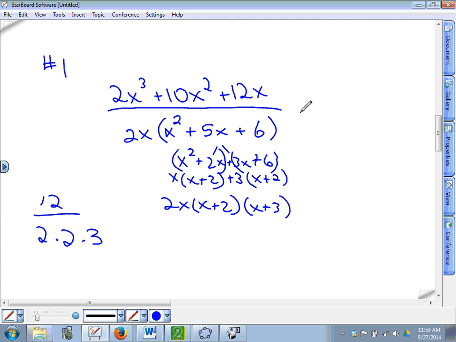What is it that we're multiplying together? 2x is a factor, x plus 2 is a factor, and x plus 3 is a factor. How many factors are there? There are 3 factors. What's the connection to the type of polynomial we started with? There are 3 terms.